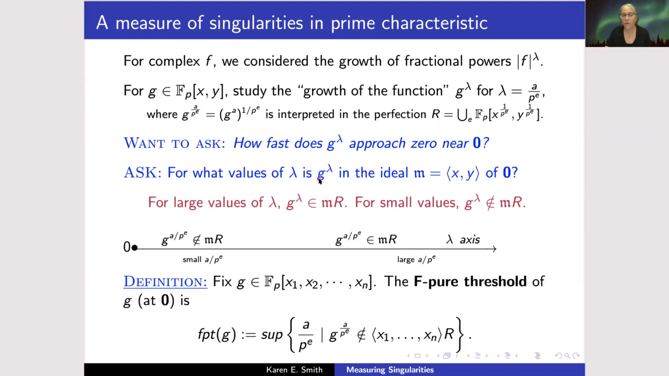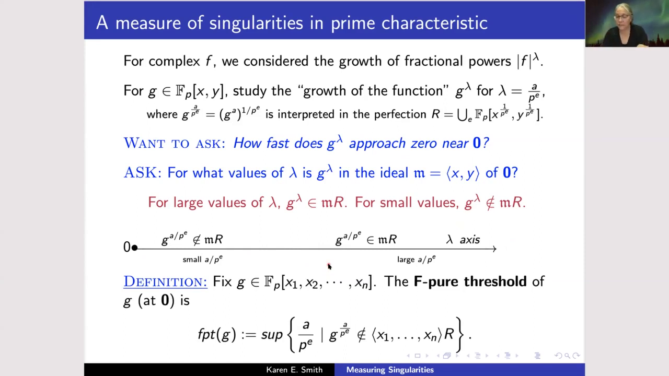And it turns out that for larger values of lambda, g to the lambda is always in the ideal generated by x y, those are the polynomials that vanish at zero. And for smaller values of lambda, it never is. And so there's some cutoff point again, where g raised to the lambda is in the ideal m for larger values of lambda and not in for smaller ones. And this is the F-pure threshold.